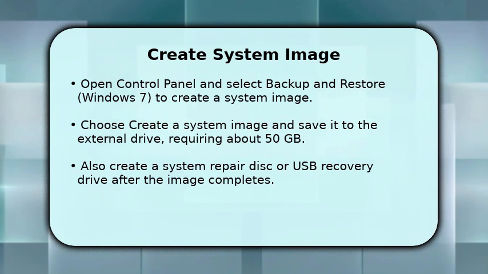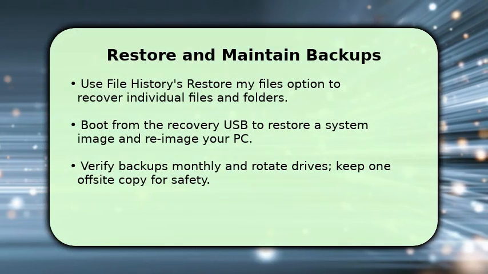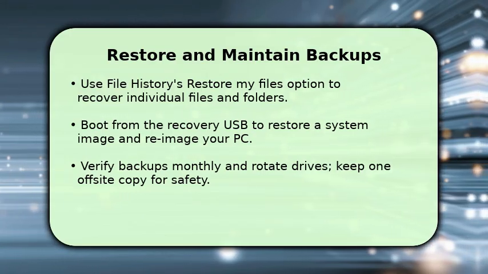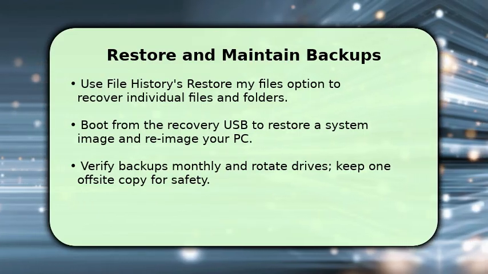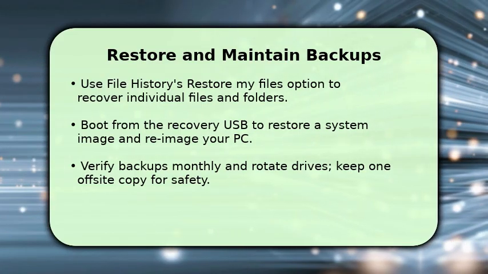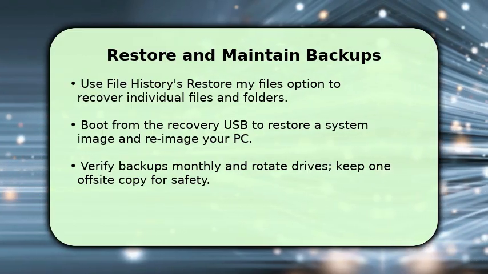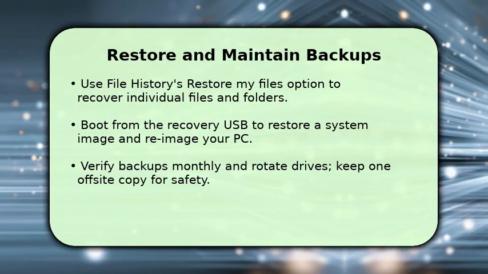To recover files, open File History and choose Restore My Files for individual recovery. For full system recovery, boot from the USB recovery drive or system repair disk you created. Use the Restore wizard to select the system image saved on your external drive. Expect the re-image process to take 30 to 90 minutes depending on drive speed and image size.